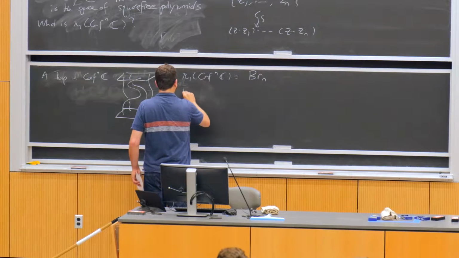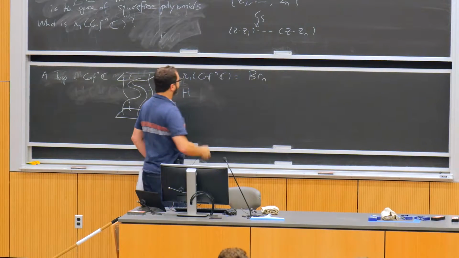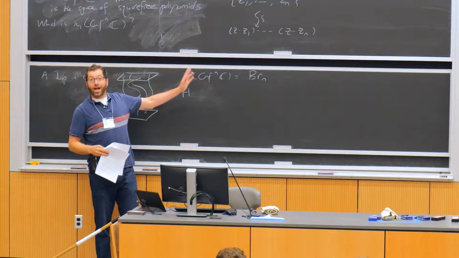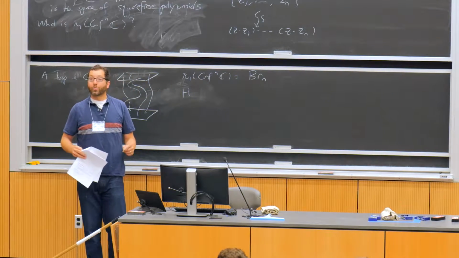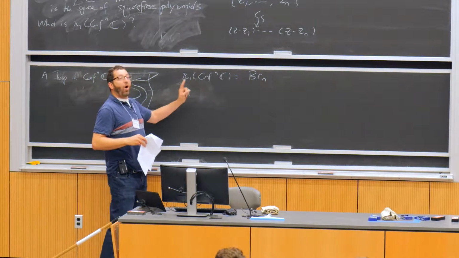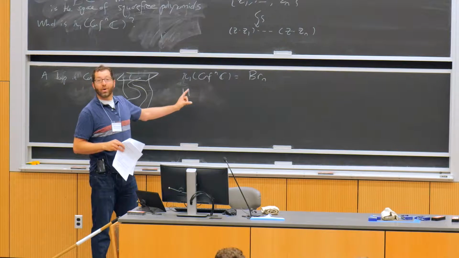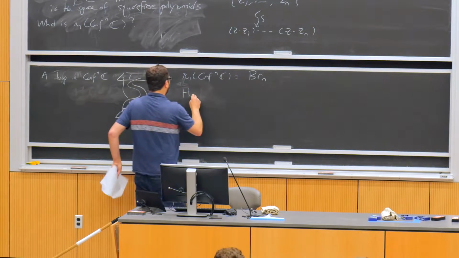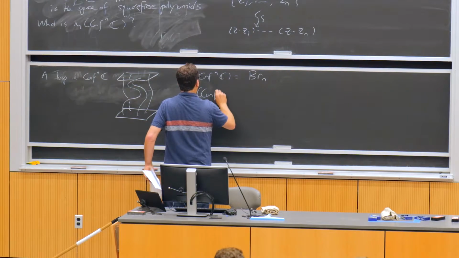And so, well, I'm going to write H1, but it turns out that this space is what's called an Eilenberg-MacLane space, a K(pi,1), which means that not only its first homology, but actually all of its homology is the homology of the braid group. So I'll just write H_i of Conf_n(C).